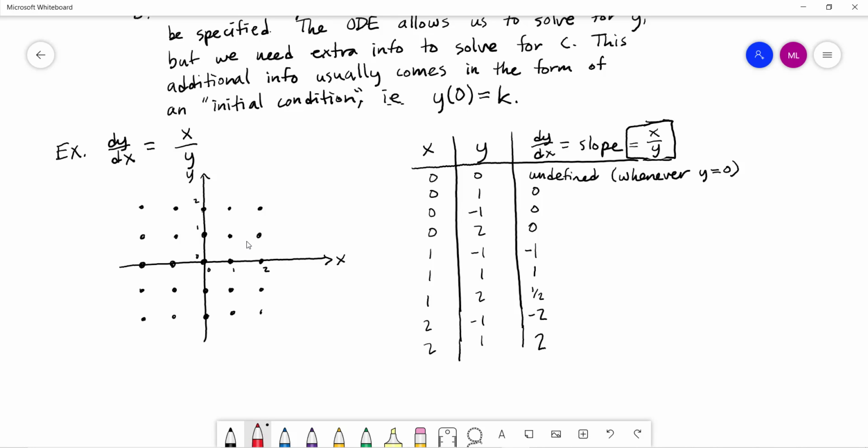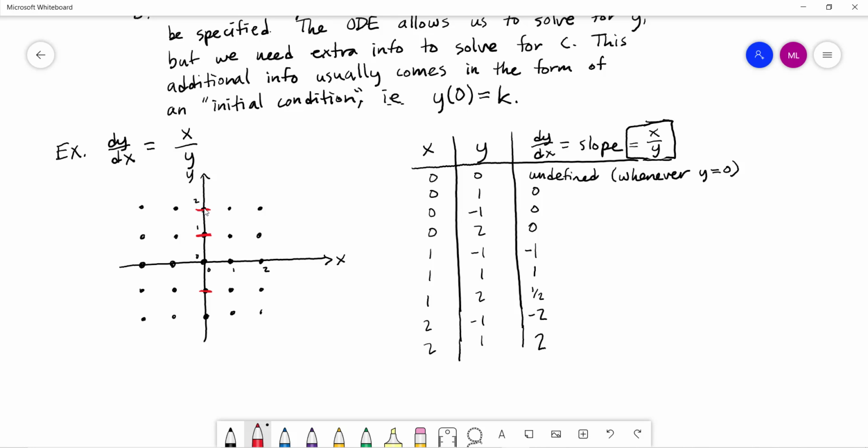I'm going to, again, do it in another color here. So we already said it's undefined at all these points, but let's go to the point 0, 1. So that's this point right here. The slope is 0, which means it's straight horizontal right there. Same thing happens at the point 0, negative 1. That's down here. This is also horizontal. And same thing all the way up here, 0, 2. That also has a slope of 0.